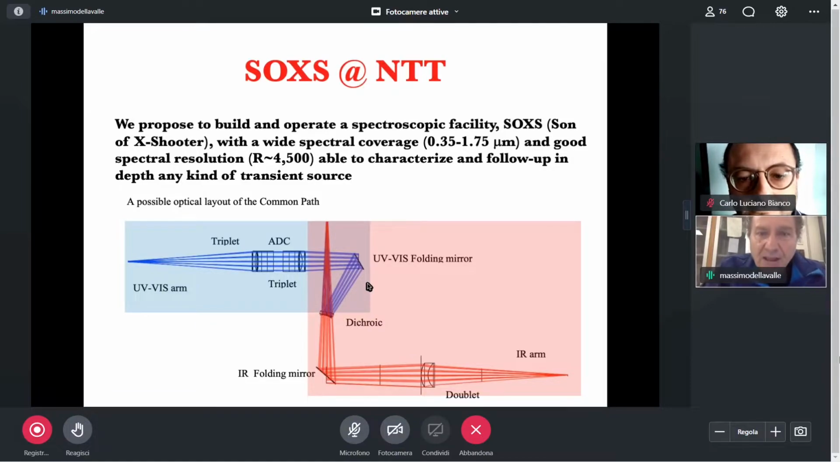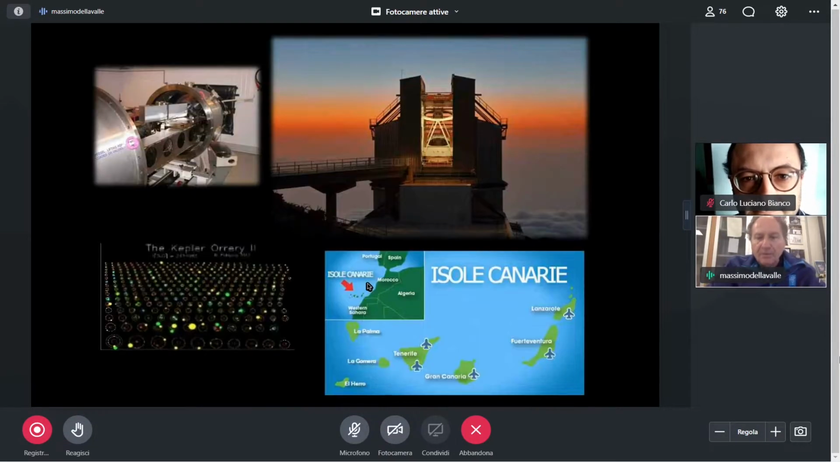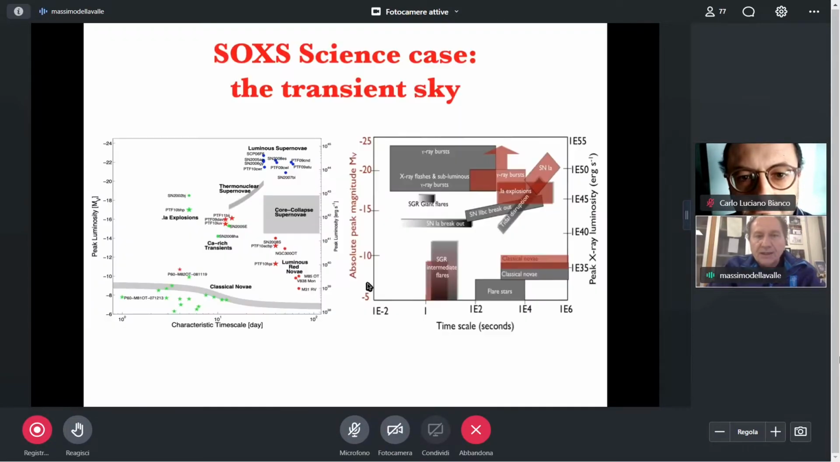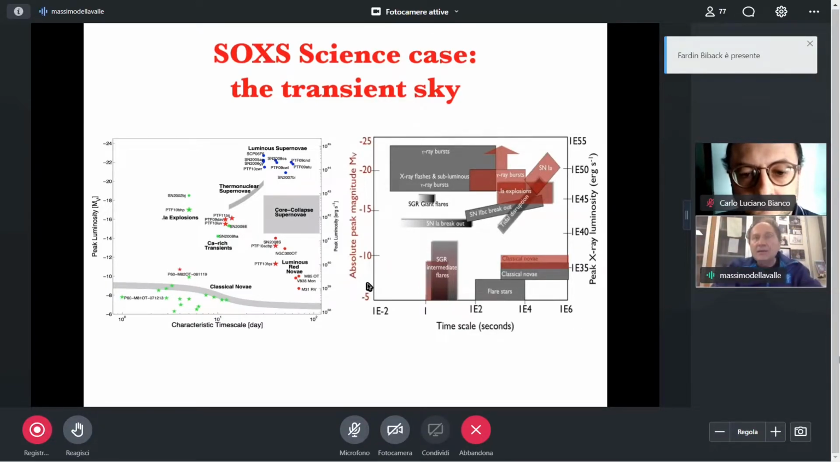For example, NTT will work with only one instrument, SOXS, that will start in 2023 at the European Southern Observatory in La Silla, not Paranal, where the Very Large Telescope is. And this instrument will be devoted to all the science cases related to transients in the sky.